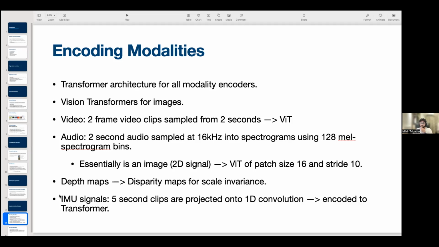The depth maps are converted into disparity maps for scale invariance, which basically means there are different variations of data sets, so it shouldn't matter what the inherent properties of the cameras are. So it is scale invariant. And for IMU signals, 5-second clips are projected onto 1D convolution, which is then encoded by a transformer. I'm just giving you a basic overview of how these modalities are encoded. For more details, you can just go and read the paper.